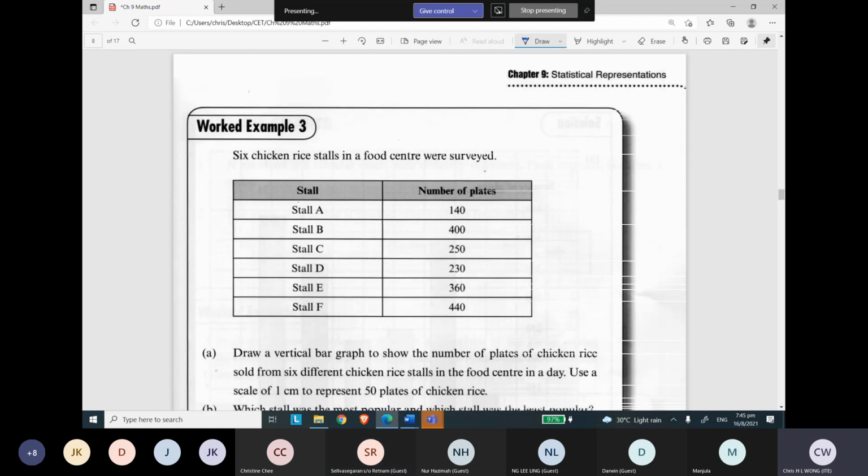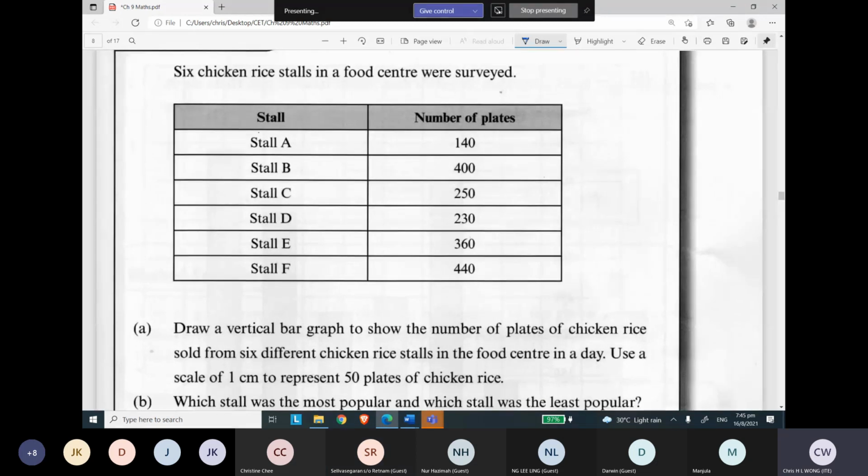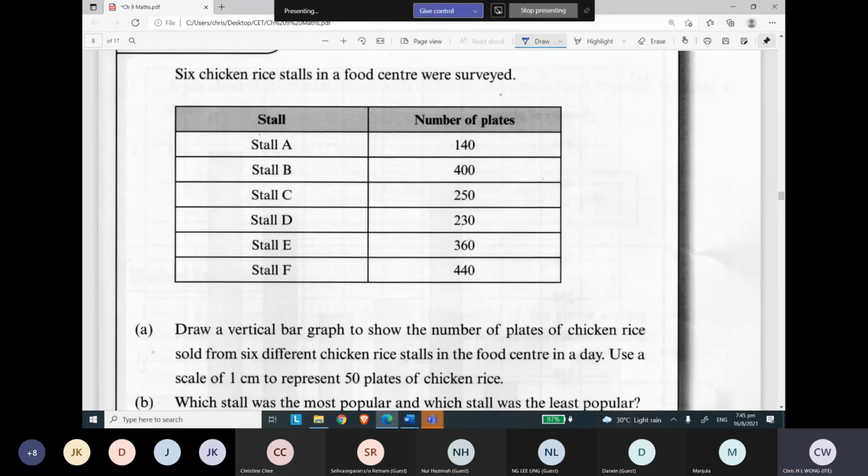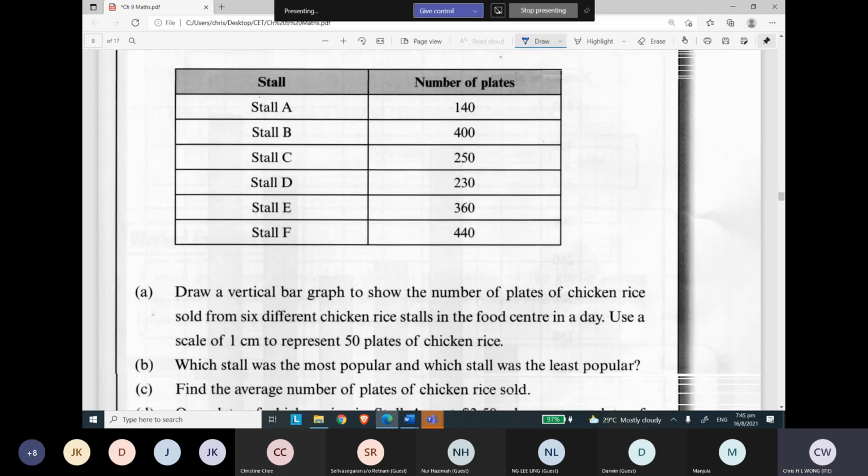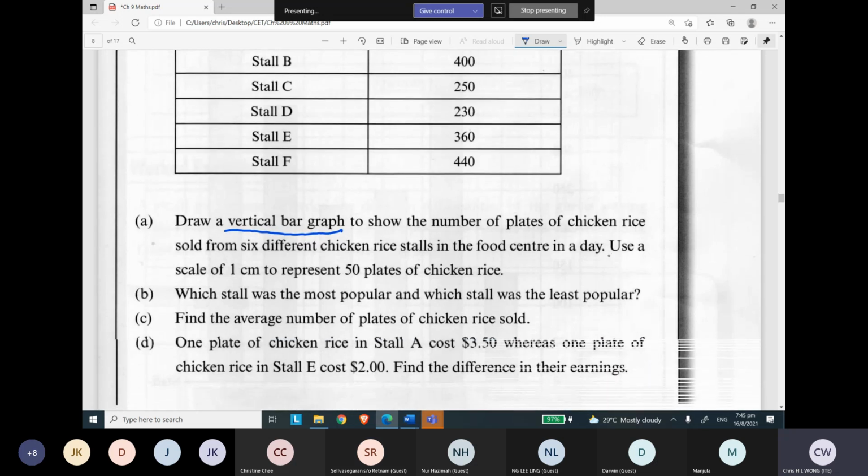Okay, another example. Six chicken rice stores in a food center will survey: A, B, C, D. Draw a vertical bar now. This is the question now. Vertical bar. You must know what the vertical bar is talking about. Show the number of plates of chicken rice sold from six different rice stores in the food center in a day.